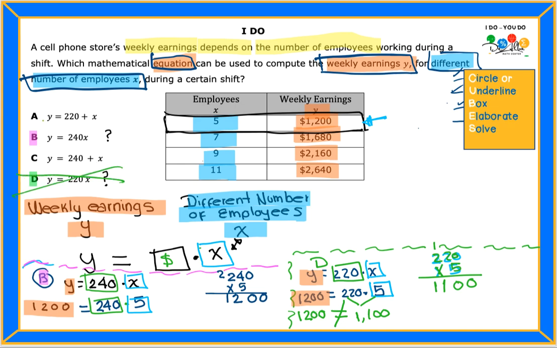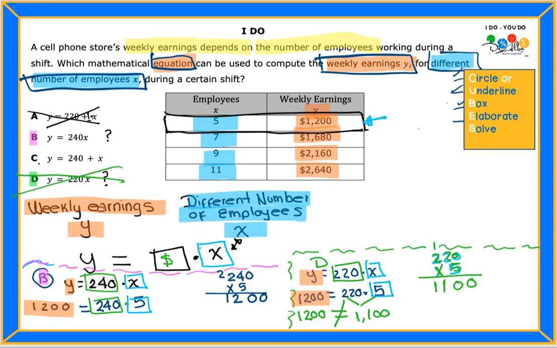Then choice A cannot be our answer either because they're not repeating the variable x. And in the story they mentioned that the number of employees is going to be different. You see how here they only have one x, and in front of the x, what do they have? They don't have anything. So then that means they have a number 1 in front. So it means they're repeating the letter x only one time. So we cannot take this choice either.